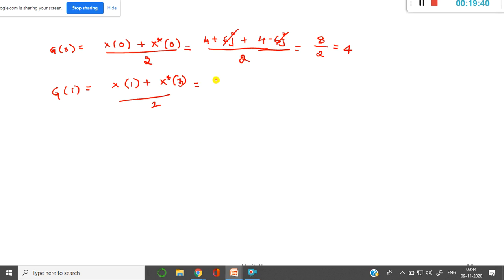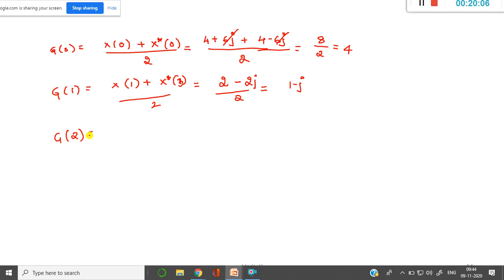So that is x conjugate of 3. That gives me the x of 1 value is 2, and the x conjugate of 3 value is 2j, whole divided by 2. So therefore the answer, if you divide this, you are going to get 1 minus j. That is g of 1.